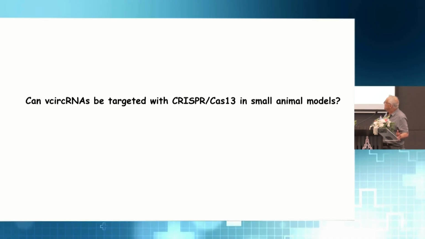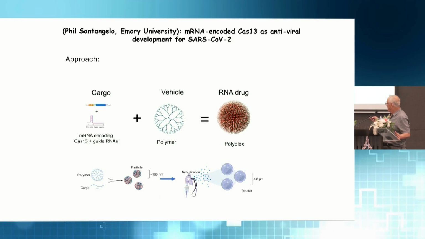Now, another question is, can these circular RNAs be targeted in an animal system? And we can target it with CRISPR-Cas13, and we do this in collaboration with Philip Santangelo at Emory University. You probably know there's not only Cas12, there's also Cas13 that attacks RNA molecules. So we can take Cas13 and guide RNAs and formulate them in a polymer. The polymer can then, via nebulization, be inserted into small animals. And when we do this experiment with Phil Santangelo, HCV titers drop. So it's also important in an animal model, in this case, hamster, mice and small piglets.